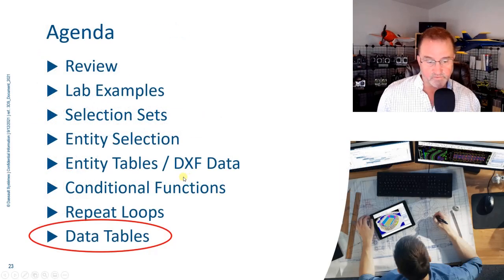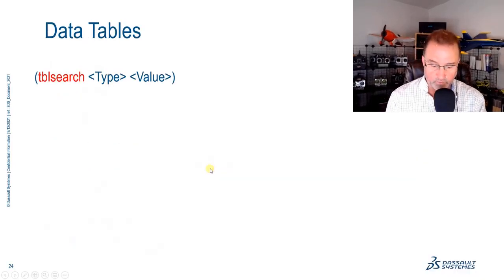So the last thing I want to cover in this session is data tables. As you can imagine, when we went through selection sets, we could grab a whole bunch of items, or individual items. But what about items in the drawing that are not necessarily selectable, in terms of picking on them as entities? Examples might be layers, styles, line types, viewports. These are values that are there, but I can't specifically grab them to get the data out of them. So we use something called table search.